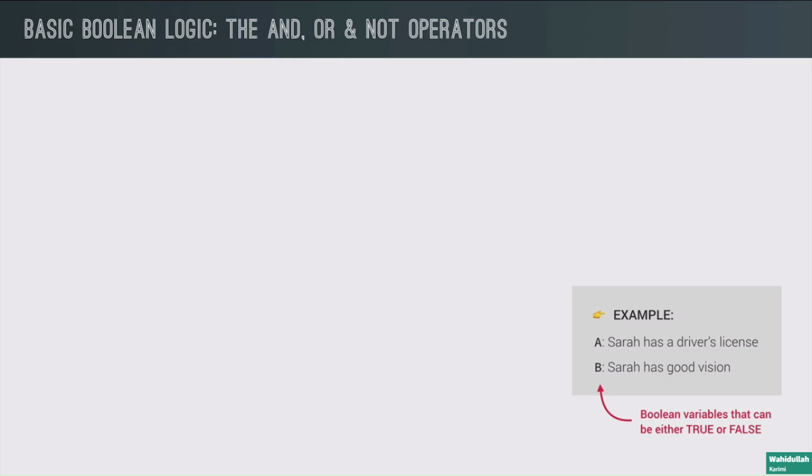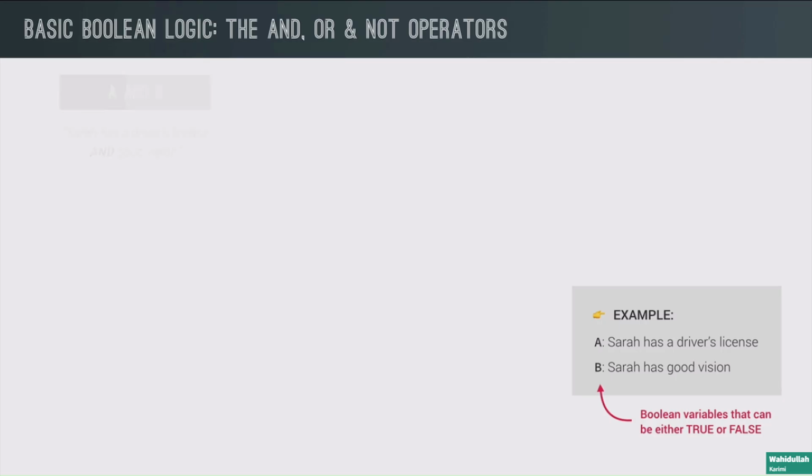So here we have two Boolean variables that can either be true or false. So A is that Sarah has a driver's license, and B is that Sarah has good vision. So both of these are of course conditions that can be true or false, because Sarah could have no driver's license and she could have no good vision, right? And of course, on the other hand, she could also have a driver's license and could have good vision.